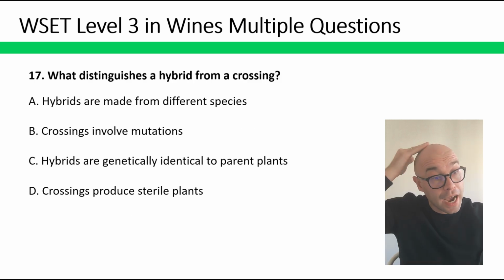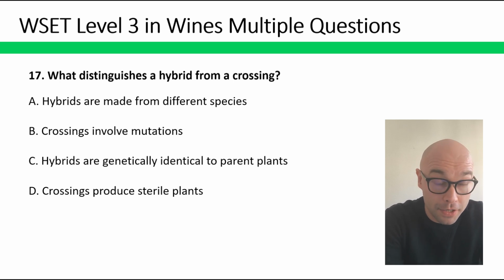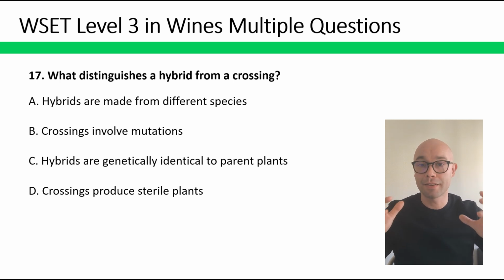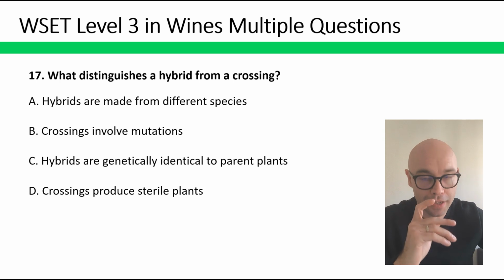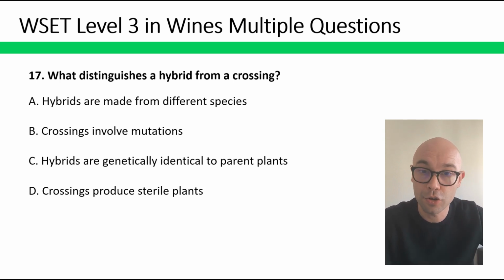What distinguishes a hybrid from a crossing? Hybrids are made from different species. Crossing involves mutations. Hybrids are genetically identical to parent plants. Crossing produces sterile plants. The correct answer is A, hybrids are made from different species. Like, for example, if you're cross-fertilizing Vitis labrusca with Vitis vinifera, this is a hybrid, and this is not allowed in Europe.